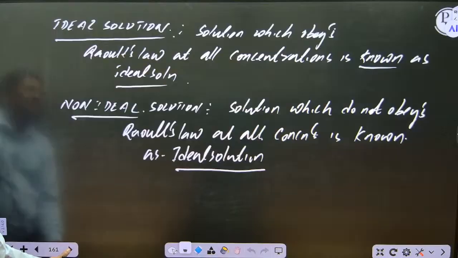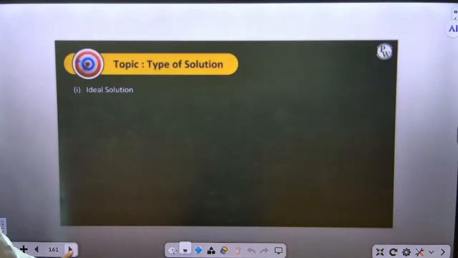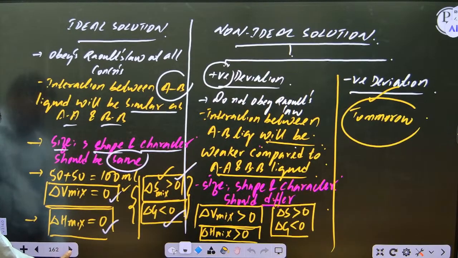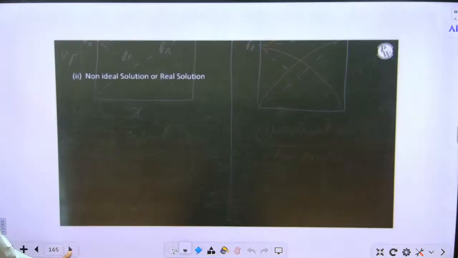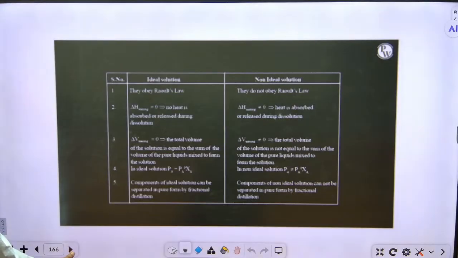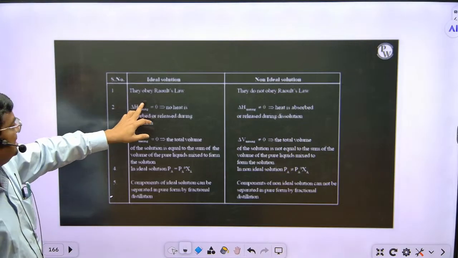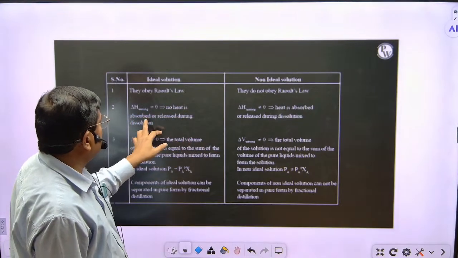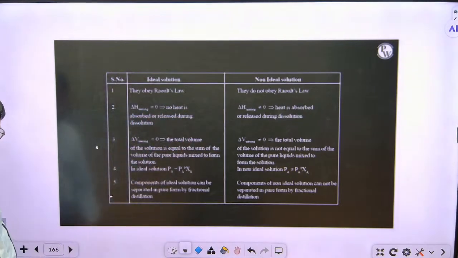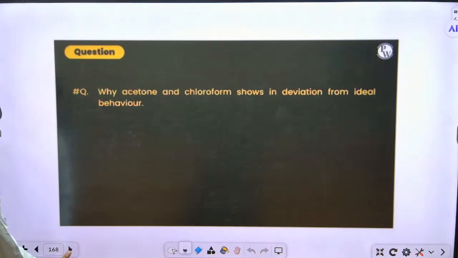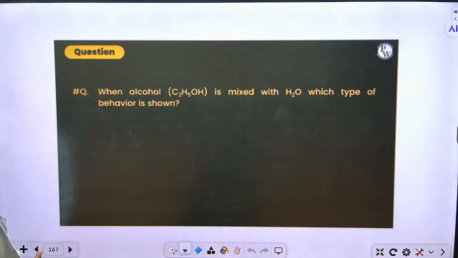Now see types of solution, ideal solution. Ideal solution we did, and I taught you what is ideal, positive deviation, negative deviation. Now non-ideal solution, or we also call it real solution. Is it visible to you? Is it clear? It might be blurred. Ideal solutions obey Raoult's law, non-ideal do not obey Raoult's law. Enthalpy of solution is not clear, okay, so we'll leave this one. And now can you tell answers for this?